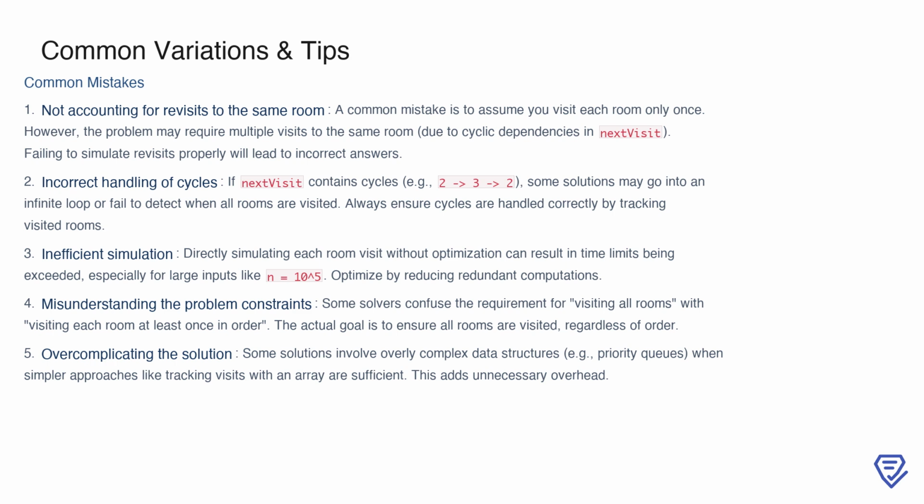Another frequent pitfall is the incorrect handling of cycles within next visit. For instance, if the sequence leads to a cycle like 2-3-2, your solution might enter an infinite loop or fail to recognize when all rooms have been visited. To avoid this, you should track which rooms have been visited and ensure proper cycle detection.